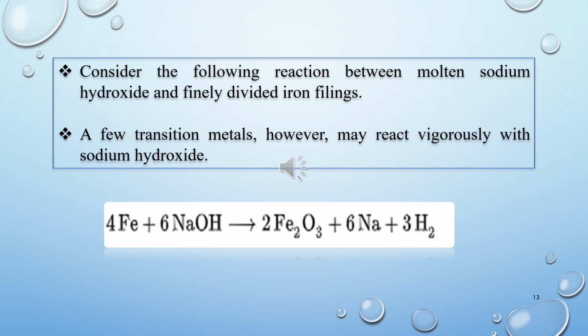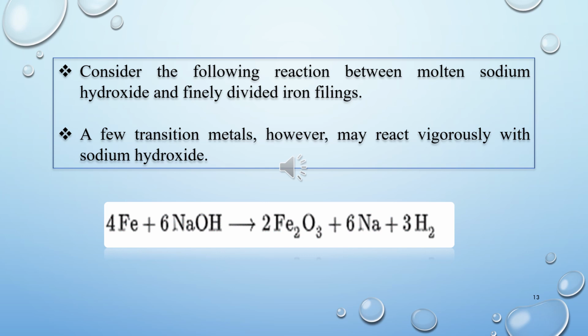Dear students, in the figure you can see that this is the reaction between the finely divided iron filings and molten sodium hydroxide, which produces iron oxide, sodium and hydrogen. It also says that some transition metals can also react with sodium hydroxide vigorously.